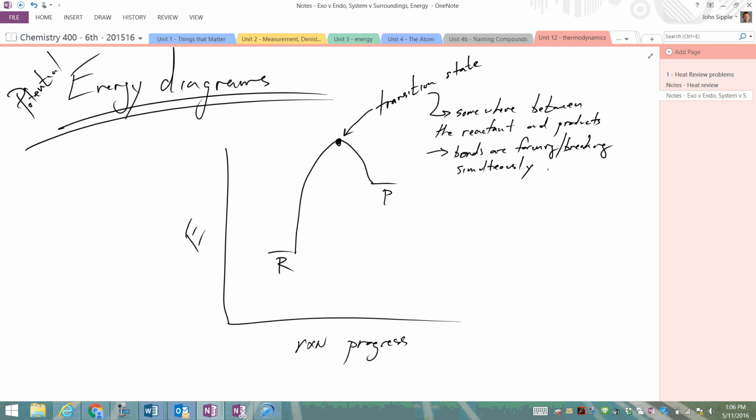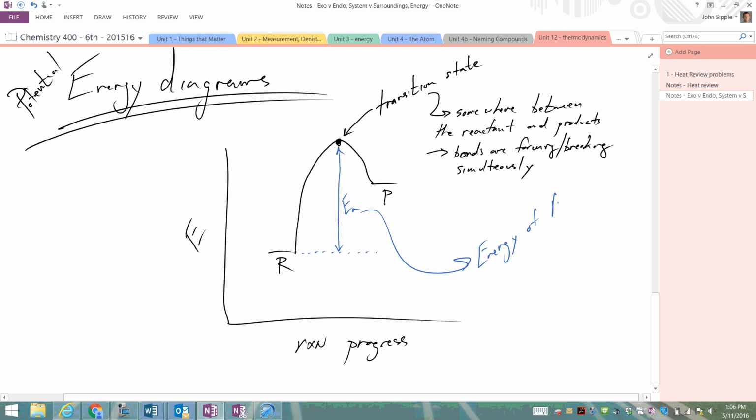All right, so we got that. There's a couple other parts of this we want to label. We've got to label from the reactants all the way up to the top of the transition state. Do you guys remember what that's called? Yeah, the activation energy, EA, or the energy of activation, either way. That's just the amount of energy needed for the reaction to occur.